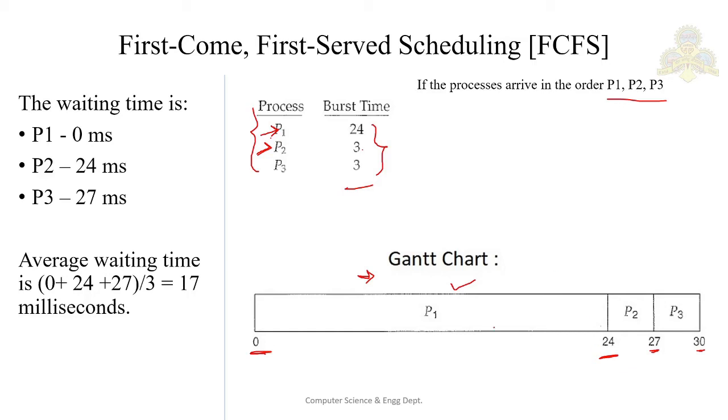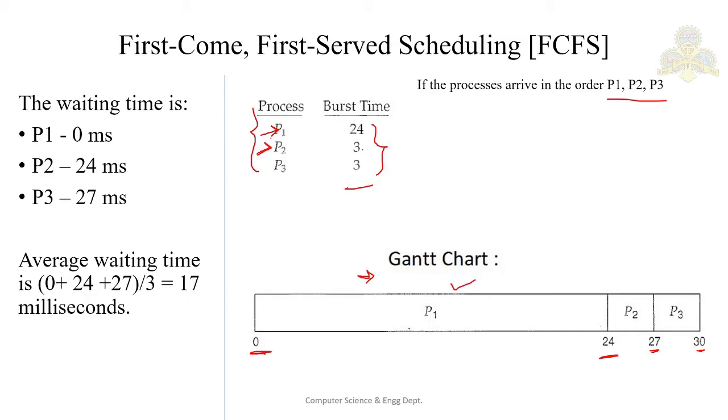Okay. Now we have to calculate the waiting time for each process. So what is the waiting time of P1? How many milliseconds has it waited to get the CPU? As we all know, P1 is the first process to enter the system, so it has not waited. Whenever it entered, it got the CPU. That means P1 waited for 0 milliseconds to get the CPU.